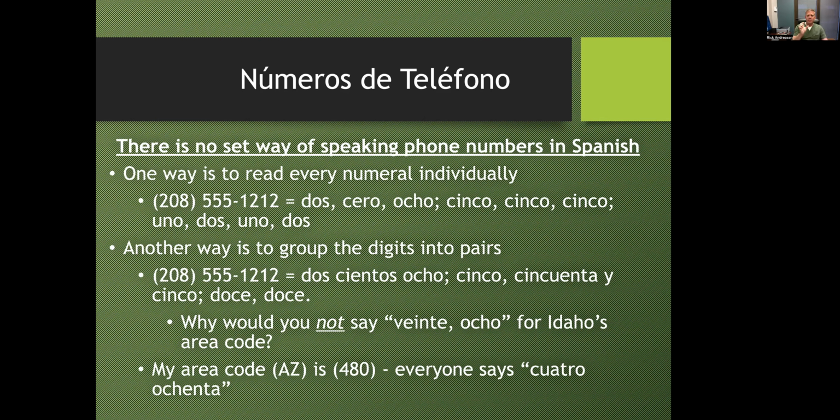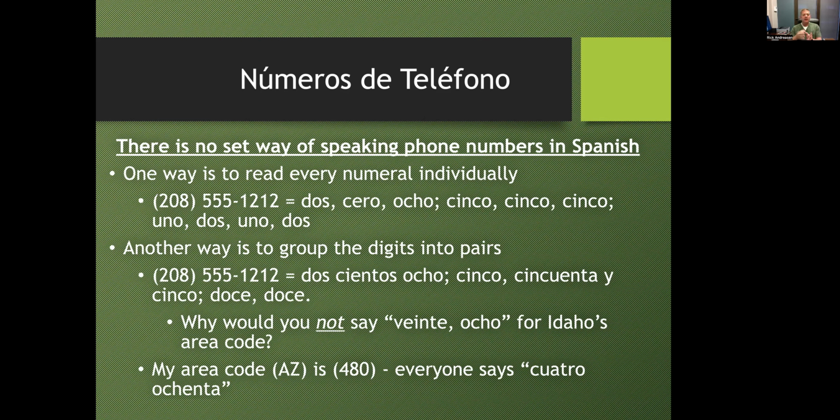The other way is to break them up into pairs and to use combined numbers. So for example, 208, ¿verdad? 208, 555, so 555, 12. So it really is just, you'll need to be able to recognize that because someone's going to tell you their phone number. And you'll want to know what all the digits are, but also find a way to tell people what your digits are.